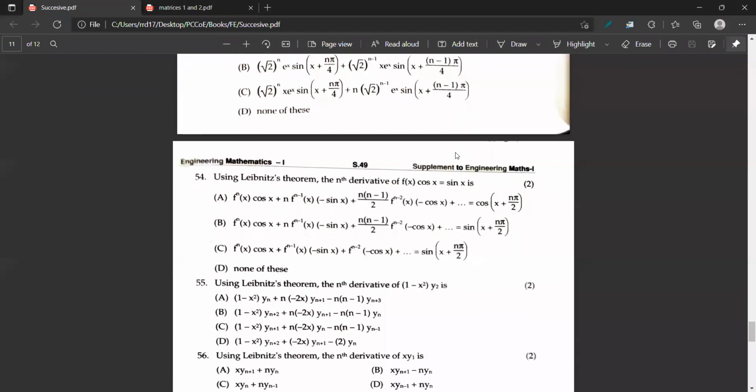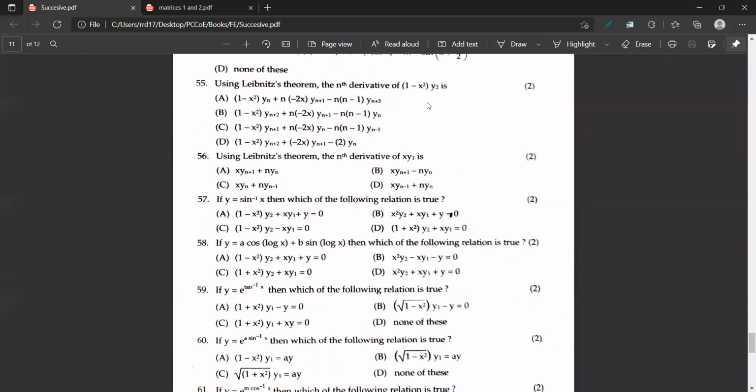All right. Now here they ask you to find out the nth derivative of this: 1 minus x square into y2. So how do you find out the nth derivative? Again, you need to apply the Leibniz rule. So what is your u here? u is just y2. And what is your v? 1 minus x square. What is v1? Minus 2x. What is v2? Minus 2. And what is v3? 0.